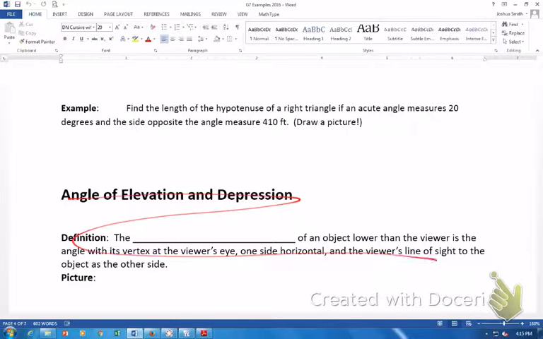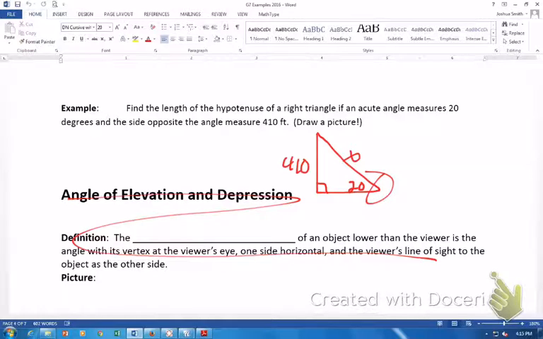Okay, we'll worry about angle of elevation and depression later. Find the length of the hypotenuse for a right triangle. Okay, so I need a right triangle. I want to find the hypotenuse, if the acute angle measure is 20 degrees and the side opposite is 410. There's your picture.